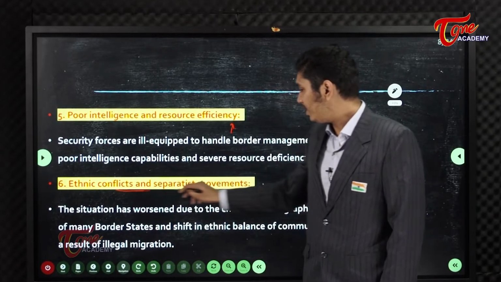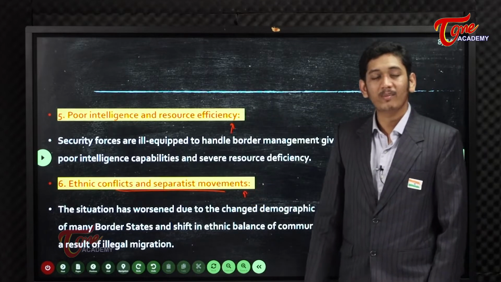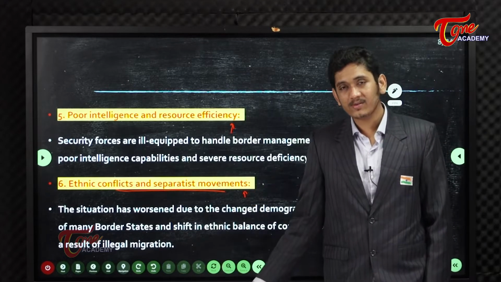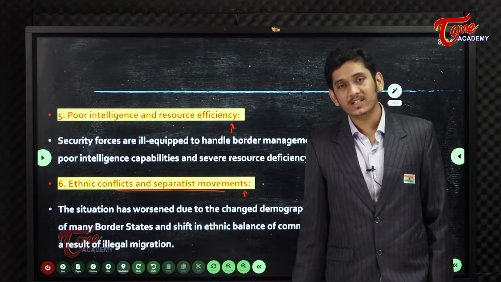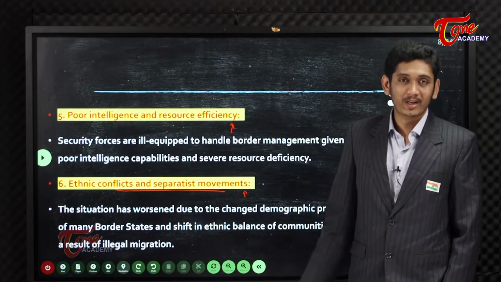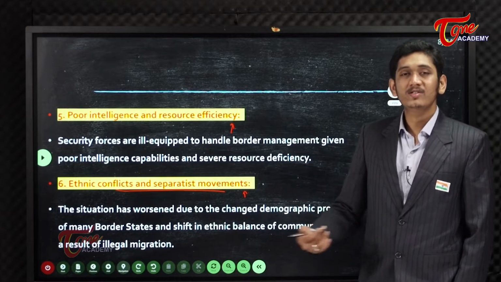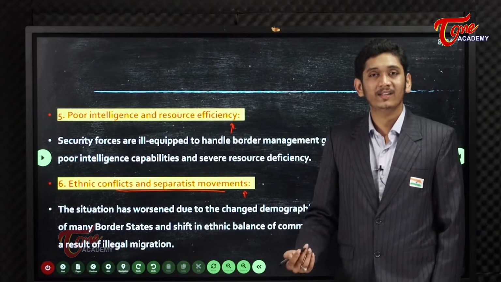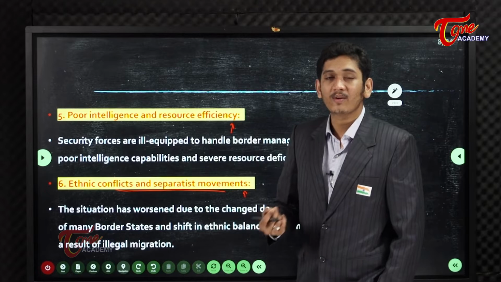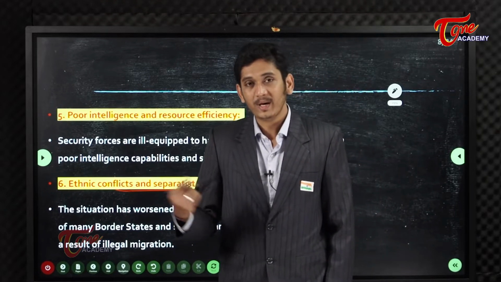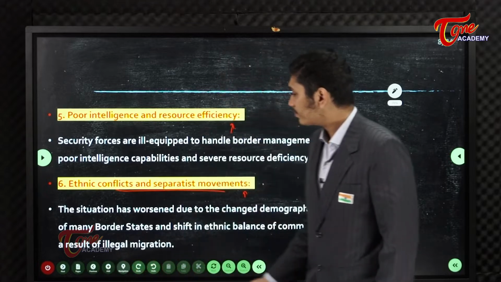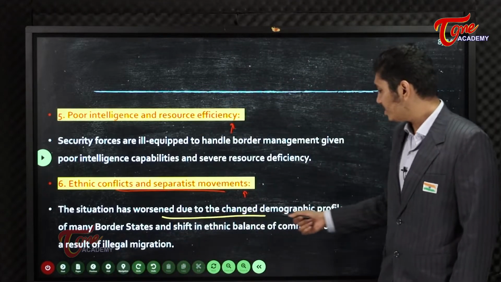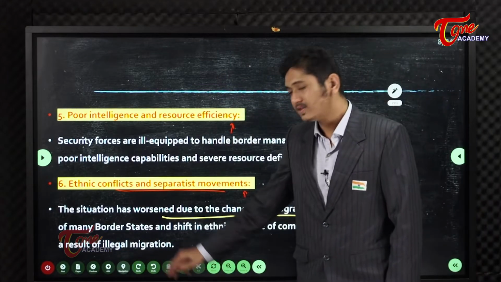And ethnic conflicts and separatist movements are taking place around the borders. In Northeast India, we have a separatist movement from Nagaland, which wants to become a separate nation. Now they want a separate Nagalim. So when insurgency starts, my friends, it never ends. The final phase of separatism is nothing but having a separate country. The situation has worsened due to the changing demographic profile of border states.